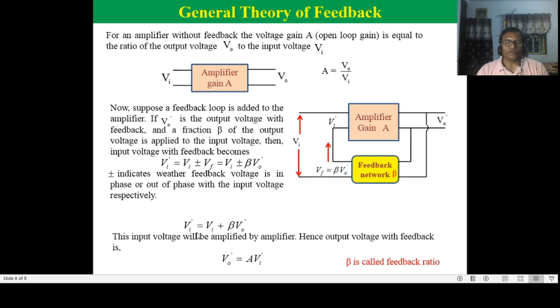So Vi dash is equal, if we consider this here, this is the positive type of feedback. So definitely it will be in the same phase, that is, the output voltage which is fed back to the input is in the same phase as the input. So what will happen, the resultant input Vi dash will be Vi plus beta times Vo dash. This input voltage will be amplified by this amplifier again by gain A times. Hence the output voltage with the feedback, Vo dash, is equal to A times Vi dash.